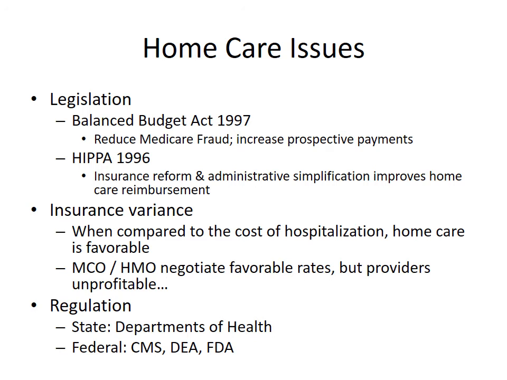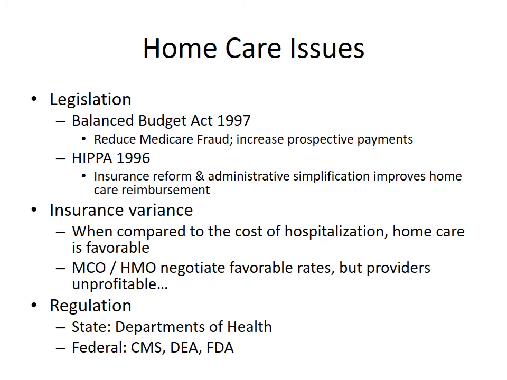What are some home health care issues or factors that have moved along home health care? We can talk about legislation. There's obviously insurance variability, and hopefully it's improving, meaning that there could be greater reimbursements. And then from a regulatory standpoint, and standards of care or standards of practice, there's obviously involvement from the state as well as at the federal level.